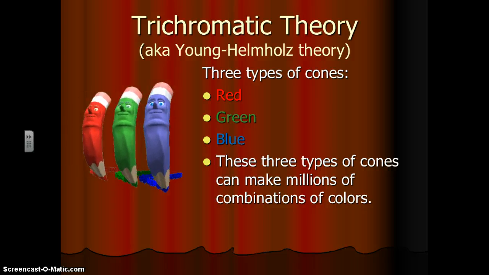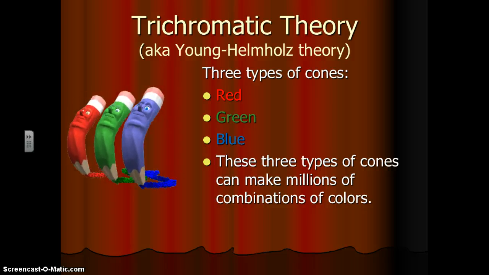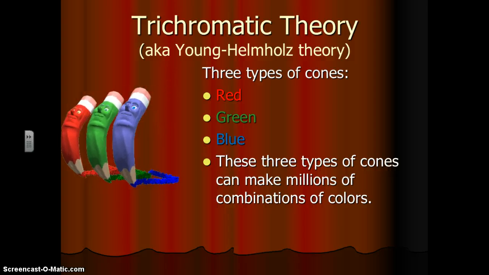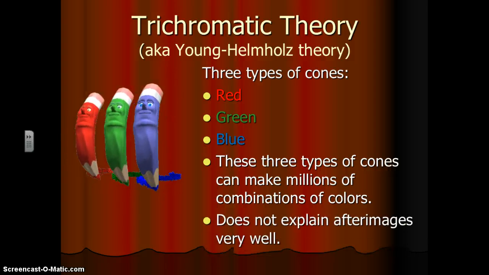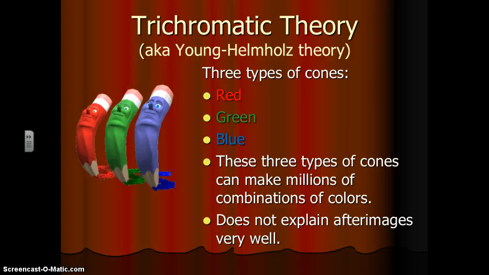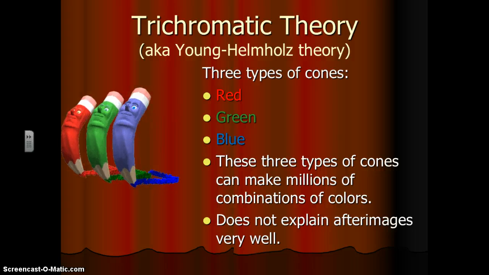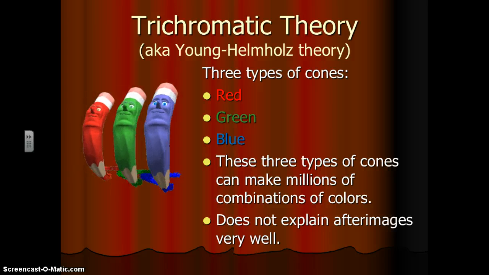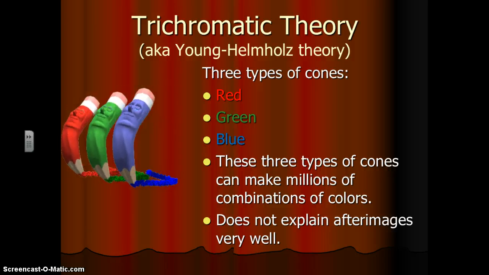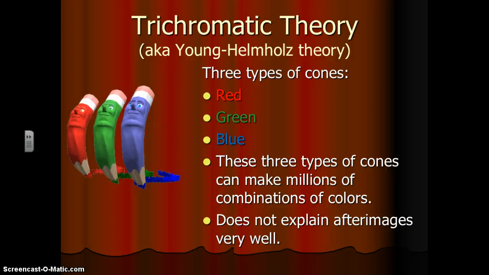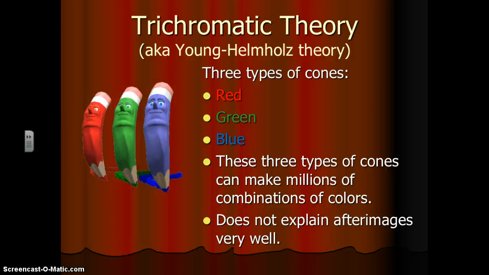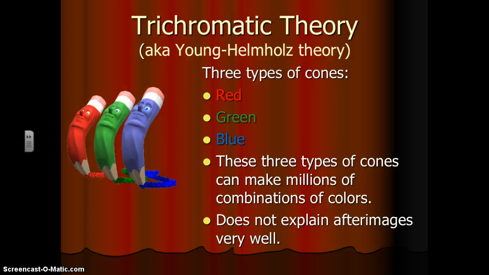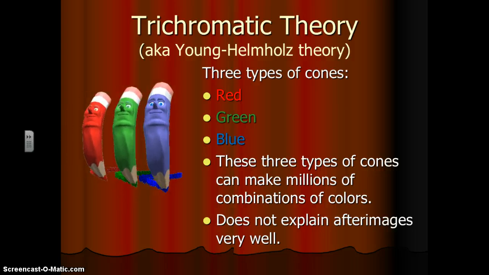Color blindness in this theory is explained in that people with red-green color blindness simply cannot discriminate between the reds and the greens. In other words, those cones are not operating fully, and so they get a lot of stuff related to blue, different tints or variations of blue. Now, that's the trichromatic theory. This does not do a very good job of explaining afterimages, and we're going to take a look at an afterimage here in just a minute.